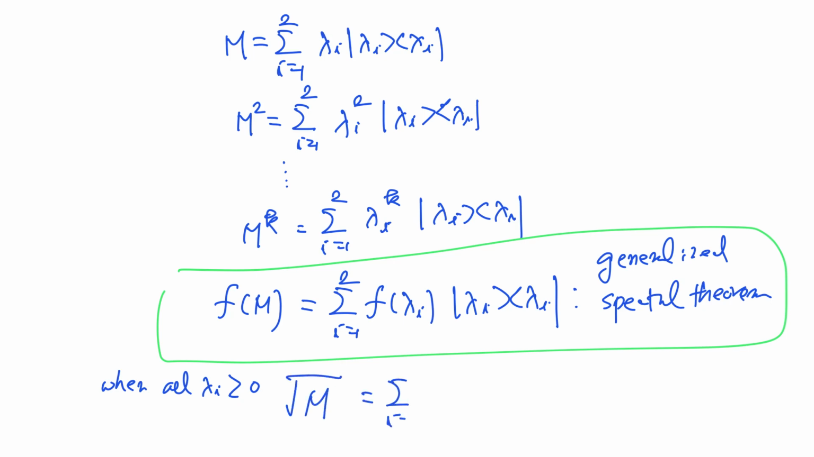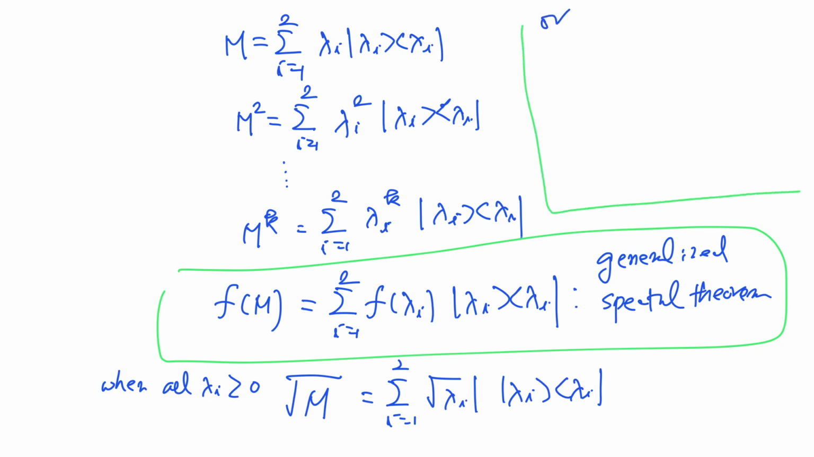as a sum with the square root of lambda I, or the logarithm of M, or log, or e to the M. So you can actually calculate the logarithm of a matrix or the square root of a matrix using the spectral theorem, which can be a very powerful tool.